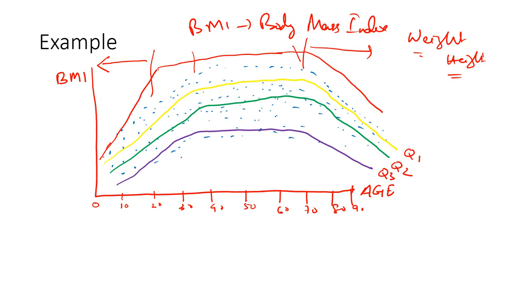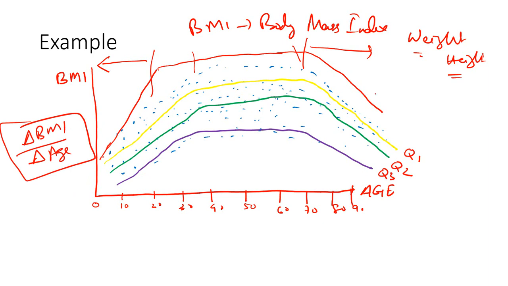What is interesting in this case is that for different quantiles, the rate of change of body mass index with respect to the rate of change of the age is different, right? Sometimes it's steeper, sometimes it's less steep, and so on. Same with the right-hand side quantile, same with the higher quantiles. It could change, right? So in this situation, the quantile regression is more suitable than the normal linear regression.